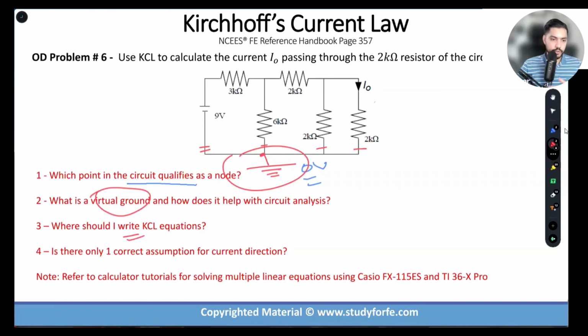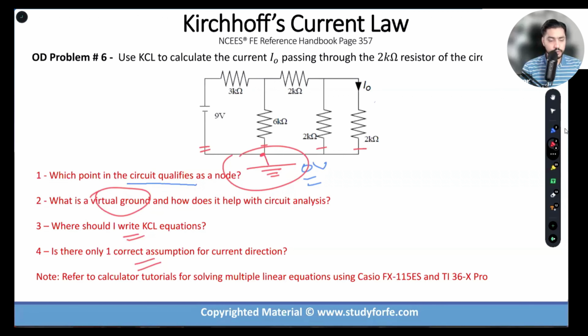Where should I write the KCL equation? On the nodes, as we discussed. Is there only one correct assumption for current direction? What do you guys think? Can you assume a certain direction for current, solve it, and hope that things work out? Or do you have to have your assumption 100% accurate from the get-go? Quickly, help me out here, guys.